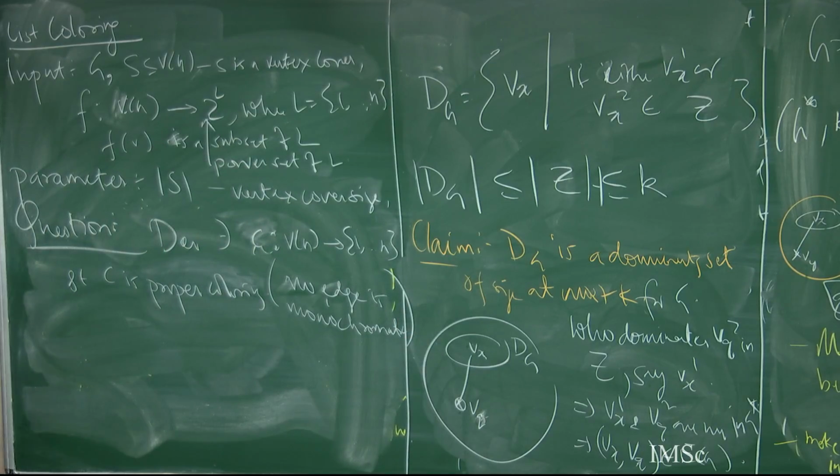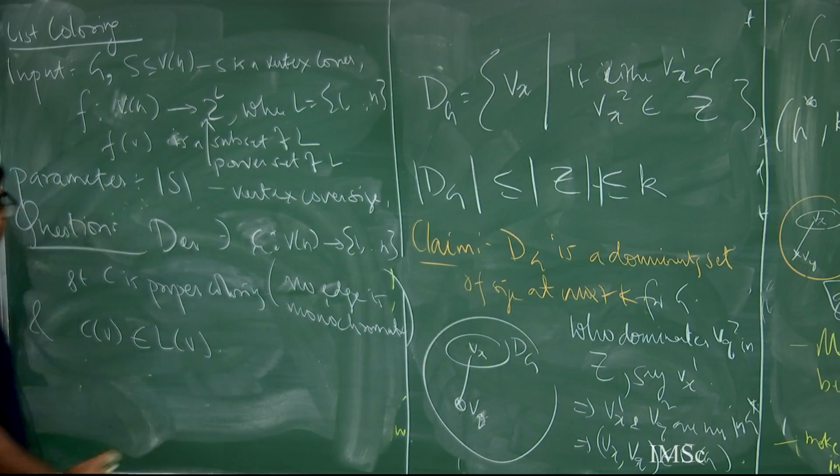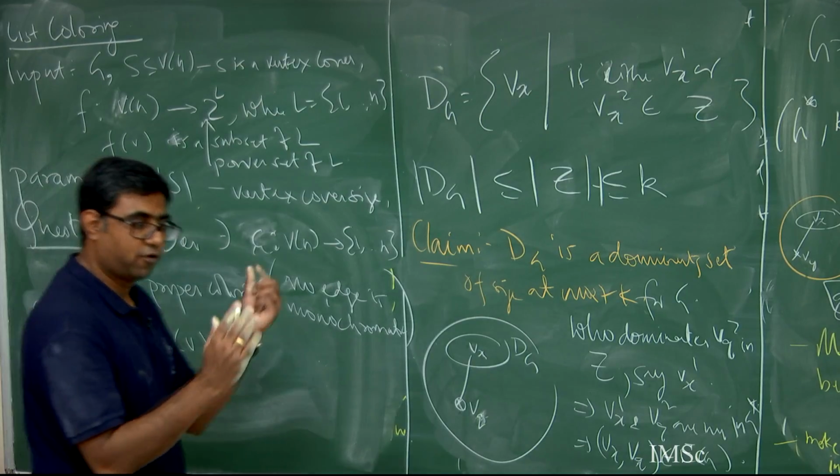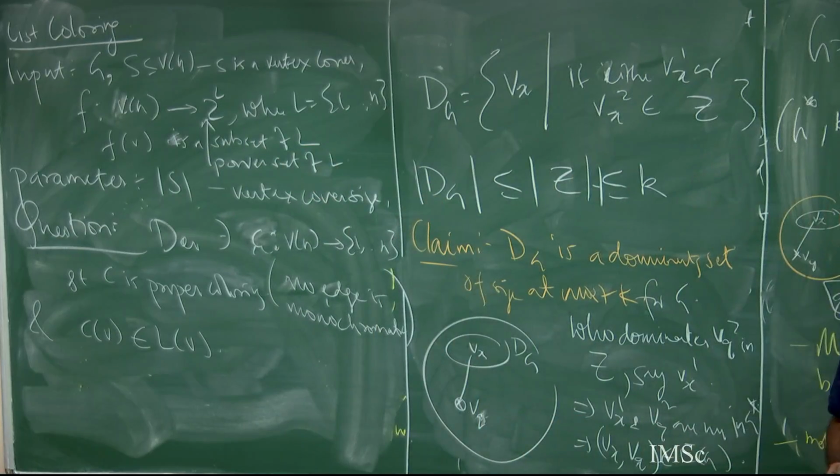Secondly, c of v is in L of v. So every vertex has a list of colors which it can take, and you have to assign in this coloring a color from its prescribed list. That is called list coloring, and it is a proper coloring.